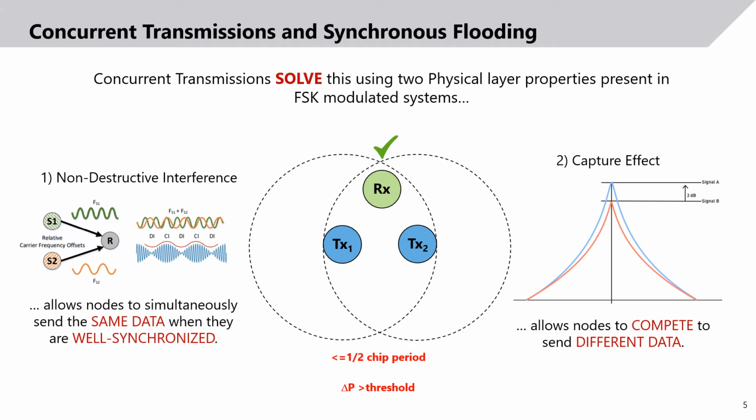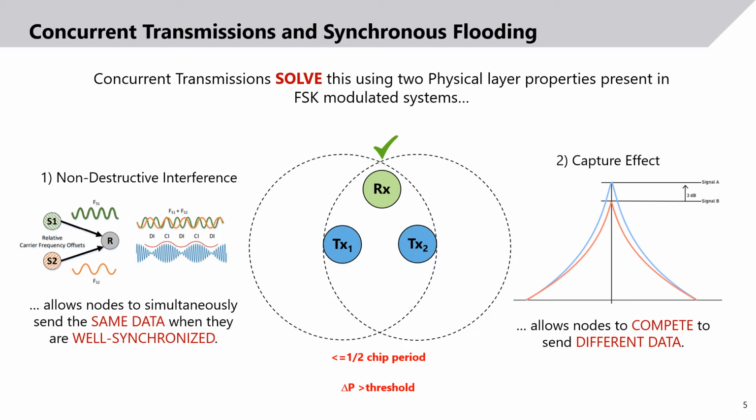Now, concurrent transmissions actually solve this issue of how to have multiple nodes transmitting on the same frequency at the same time. And it does this using two physical layer properties that are present in FSK modulated systems. The first property is non-destructive interference, which allows nodes to simultaneously send the same data as long as they're well synchronized. And this is to within half a chip period. So for example, in IEEE 802.15.4, this is about 0.5 microseconds.